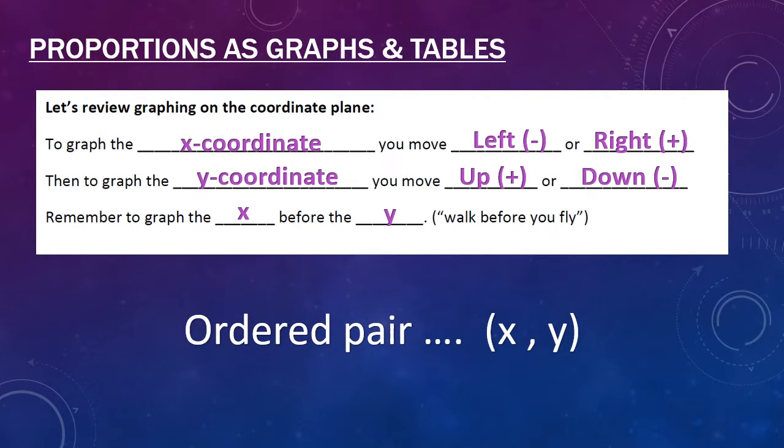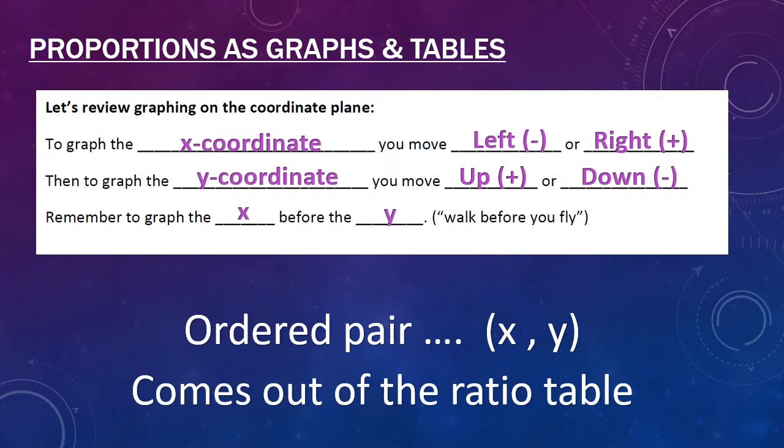Remember, an ordered pair looks like this. You have an x and then a y. The x is always the first number, the y is the second number. And when you're looking at your ordered pairs, they're not going to be in parentheses like this. They're going to come out of the ratio table, and we're going to talk about what that looks like in just a minute.